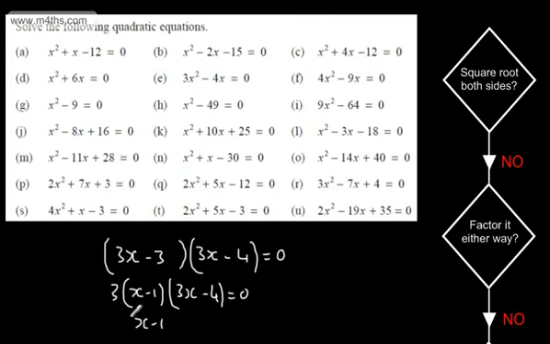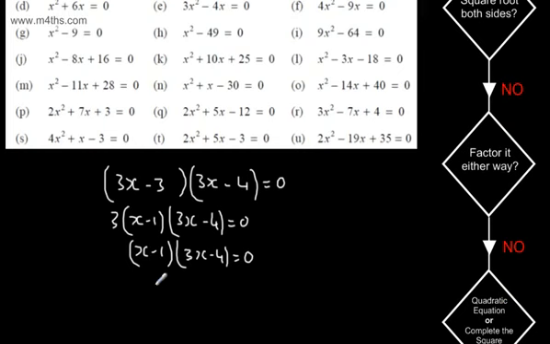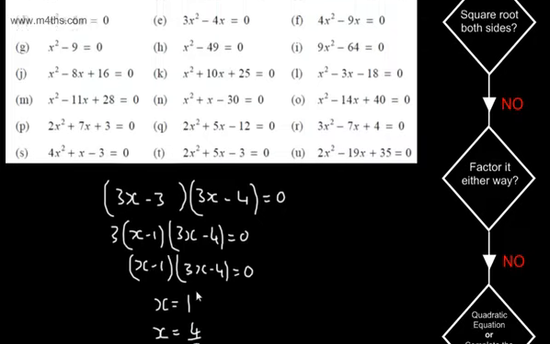So dividing both sides of the equation by 3, we're going to get x minus 1, 3x minus 4 is equal to 0. So x minus 1 is 0, that means x would be 1, or now 3x minus 4 is equal to 0, add the 4, divide by 3, 4/3. And if you like, you can check those.